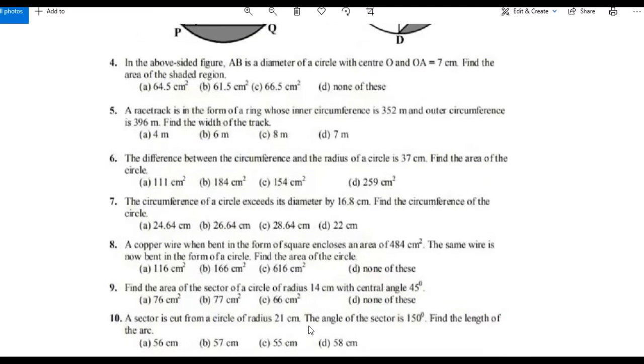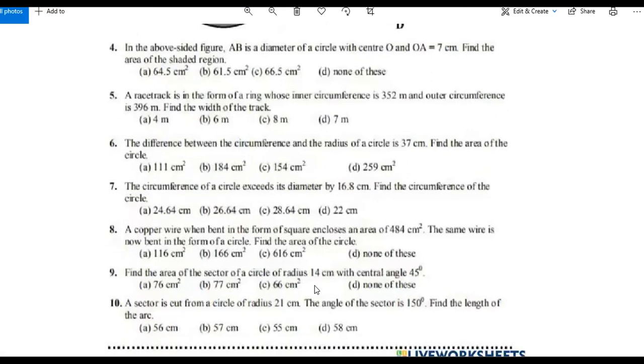Do question number 10. Then we are going to derive a new formula today and study different things today. So please do question number 10. Till then I'm going to get you a simple question.